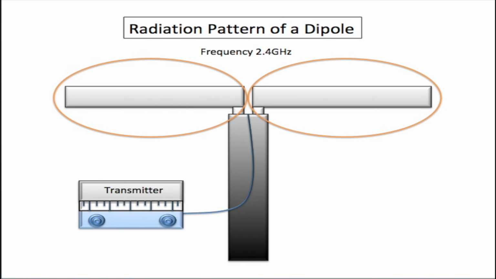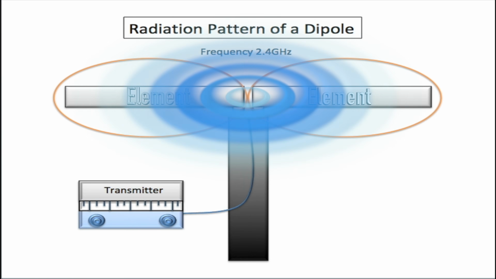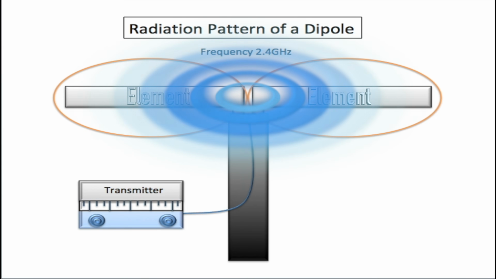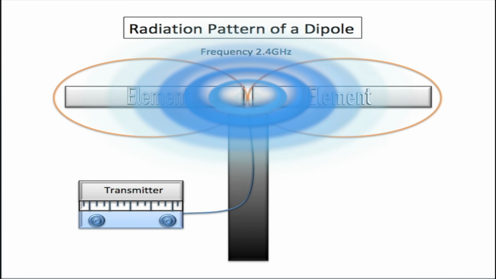The transmitter generates a 2.4 GHz RF signal, which is fed through the transmission line, typically a coaxial cable. When the signal reaches the antenna's feed point, it induces an alternating current in the antenna's elements. This alternating current produces a time-varying electromagnetic field around the elements, which radiates outward as an electromagnetic wave.